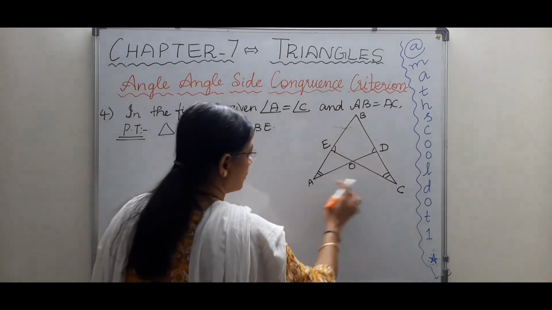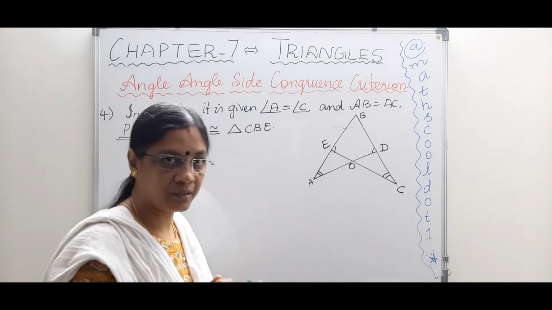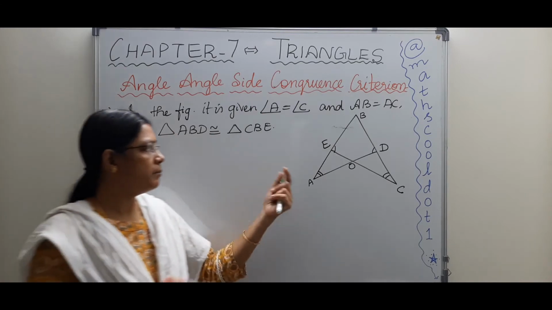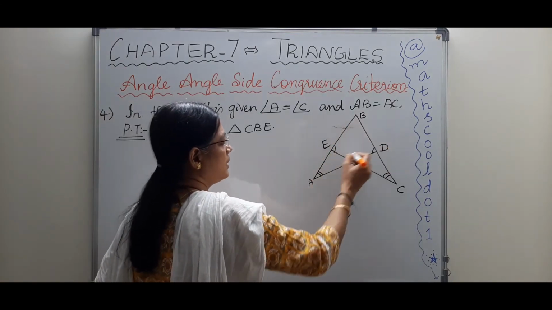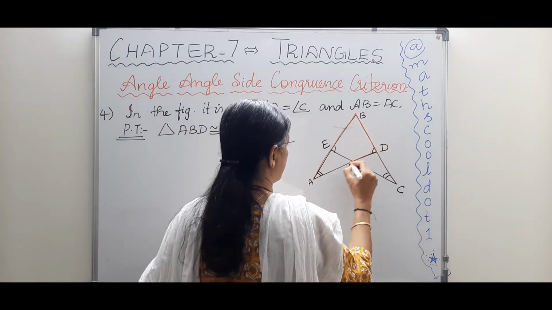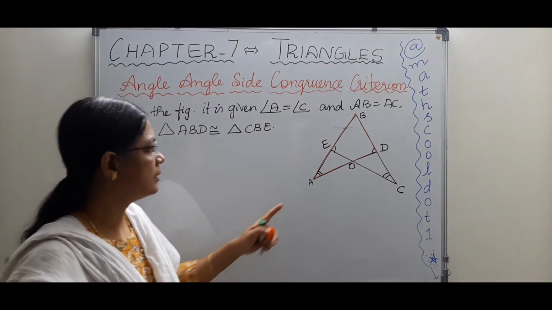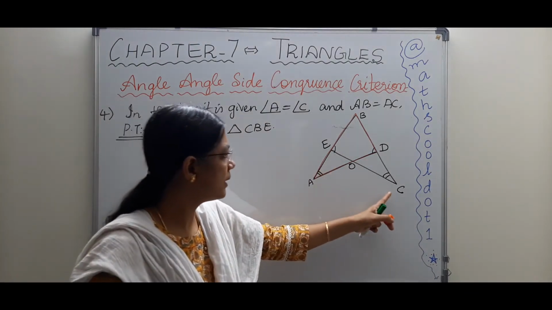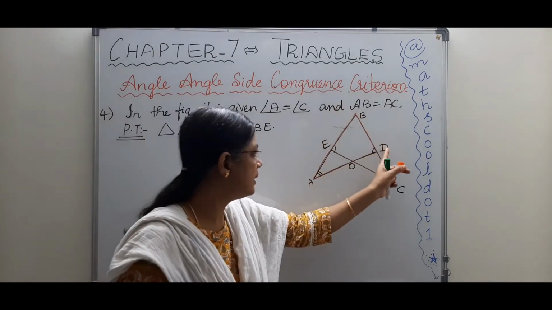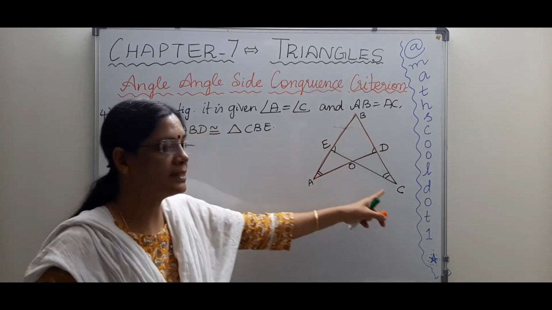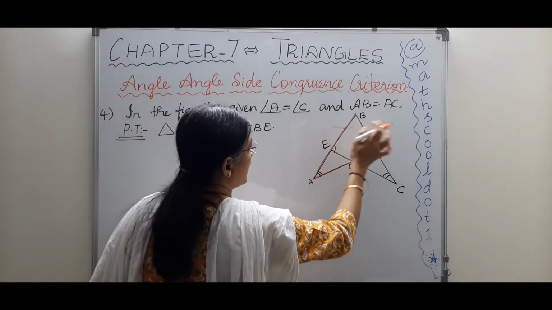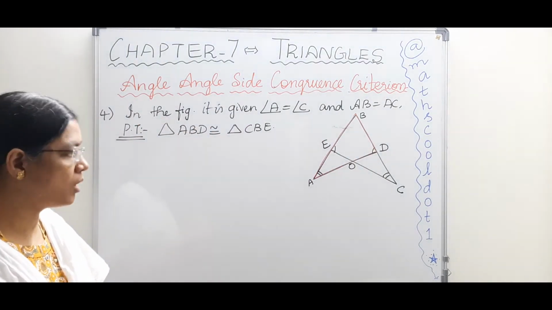Now this triangle ABC is actually not completed. It is not given in the diagram like that. So what we need to prove here is triangle ABD, so let me draw it. We need to prove triangle ABD to be congruent to triangle CBE. So that is what we need to prove. We are given the condition angle A is equal to angle C and AB is equal to BC, right? So how do we proceed?